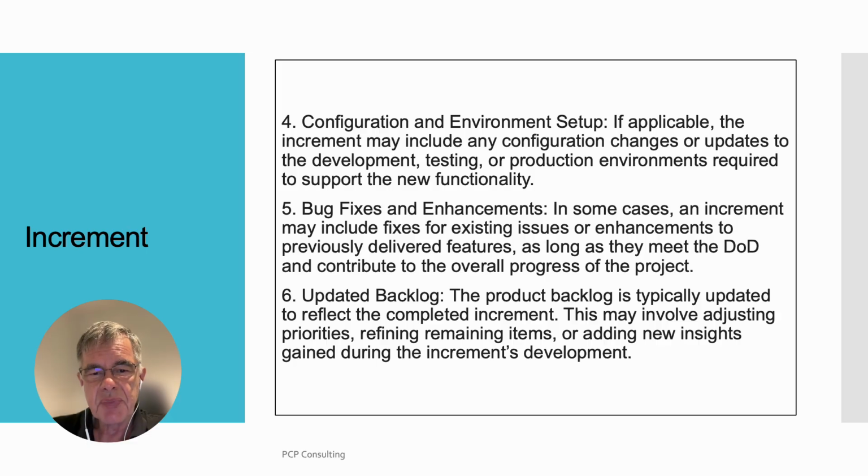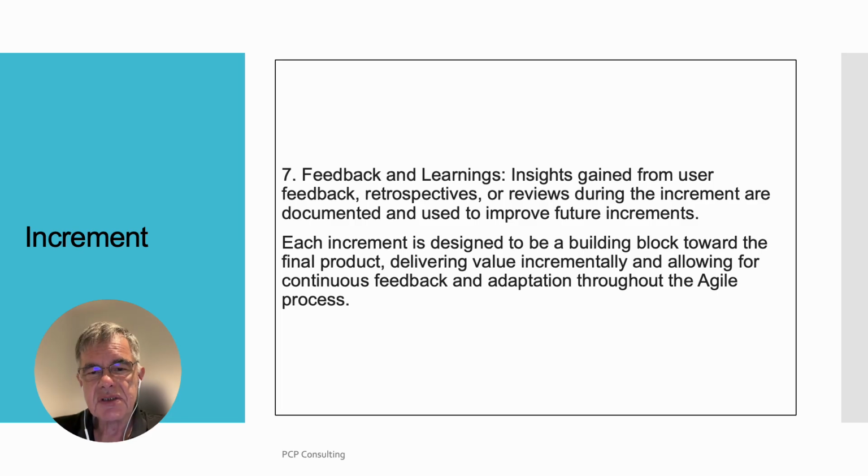Updated backlog. The product backlog is typically updated to reflect the completed increment. This may involve adjusting priorities, refining remaining items, or adding new insights gained during the increment's development. Feedback and learnings. Insights gained from user feedback, retrospectives, or reviews during the increment are documented and used to improve future increments. Each increment is designed to be a building block toward the final product, delivering value incrementally and allowing for continuous feedback and adaptation throughout the Agile process.